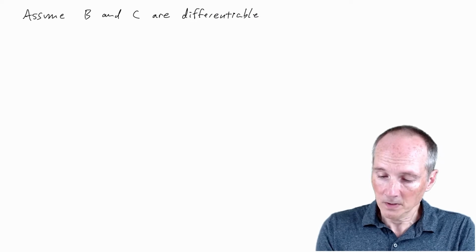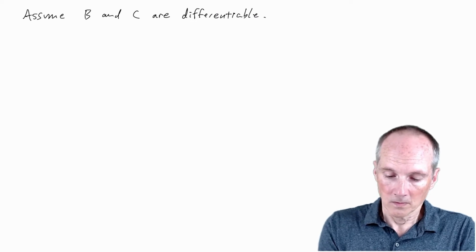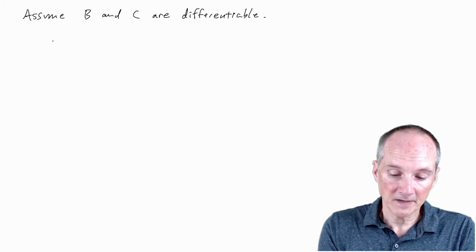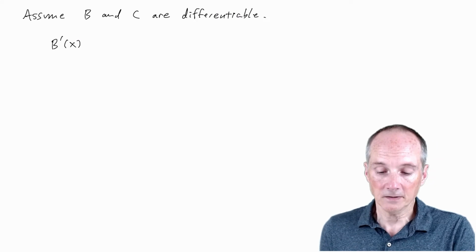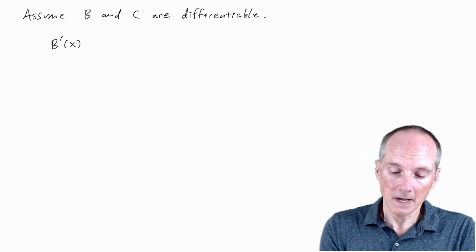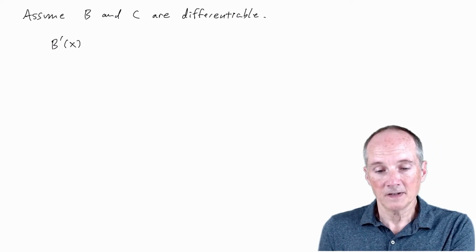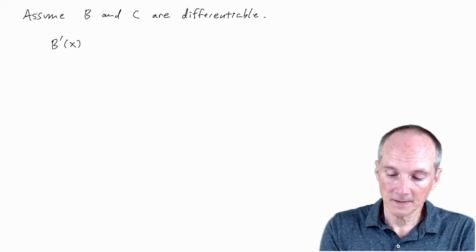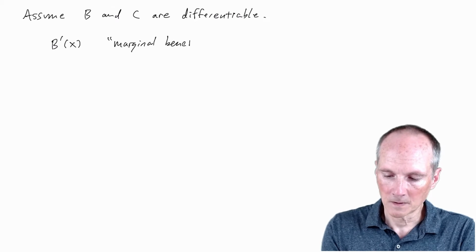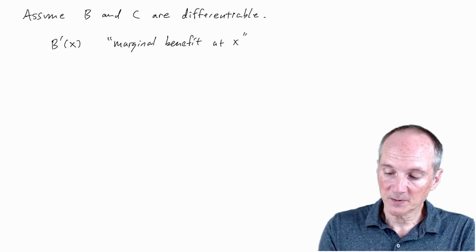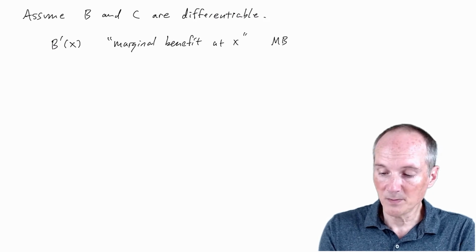Okay, so then we can take the derivative of the benefit function, let's say, at any scale, and that's going to tell us how the benefit is increasing as we make x bigger. And this is called the marginal benefit at x. And sometimes we'll use this notation MB for marginal benefit.